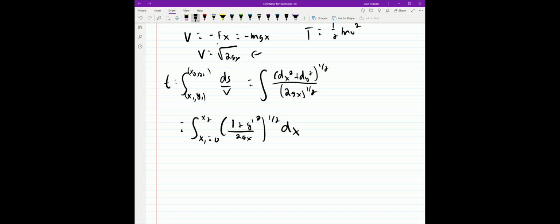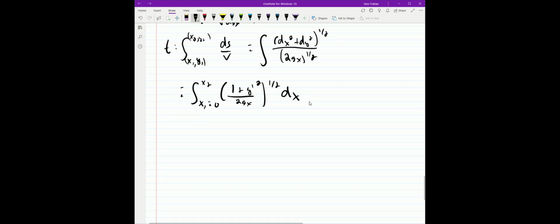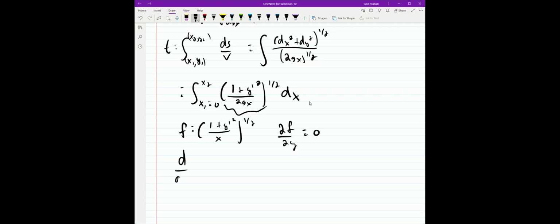And that allows us to basically identify a function f, which is right here, basically. So let's identify f as this 1 plus y prime squared over x to the 1/2. We're going to ignore the 2g because we can just take it out, right? It's just constant numbers. And because we know that the partial of f with respect to y is equal to 0, Euler's equation becomes d dx of the partial of f with respect to y prime has to be 0, since the first part of the equation is 0.